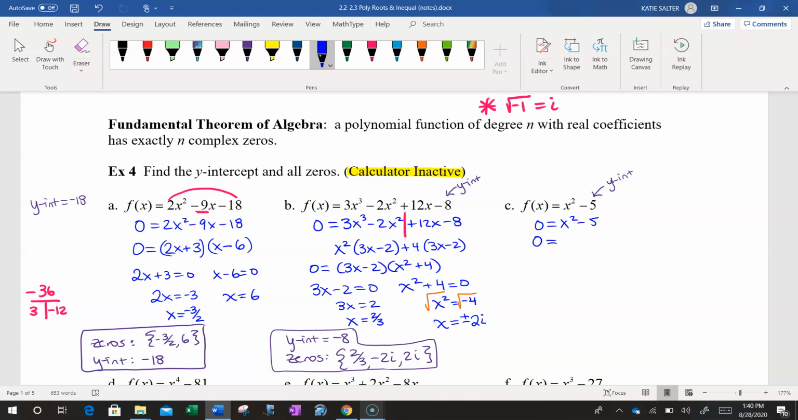term minus a term, you can always factor it using difference of squares by taking the square root of each term. The square root of x squared is x. The square root of 5 is the square root of 5.